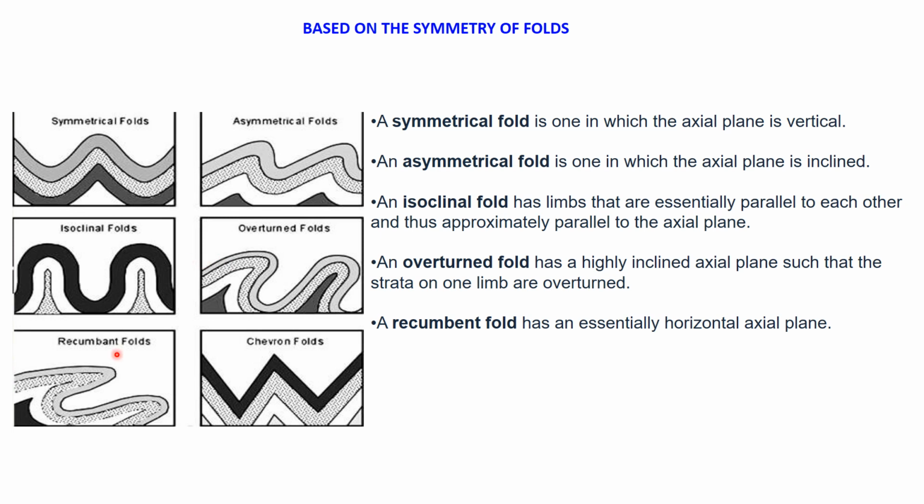When you are talking about a recumbent fold, it has a horizontal axial plane, and there is also the overturned fold. It has a very high inclination of the axial plane, and the strata on one limb are overturned. So this is called an overturned fold. Based on the symmetry of the fold, there are different types of rotation, translation and deformation, and based on that, we classify different types of folds in geology.